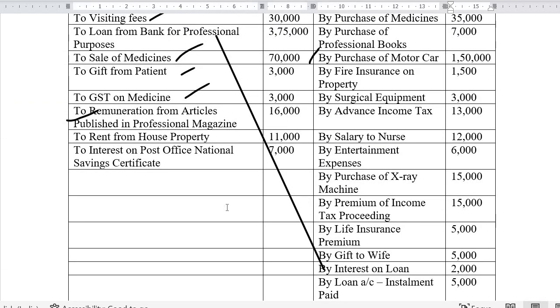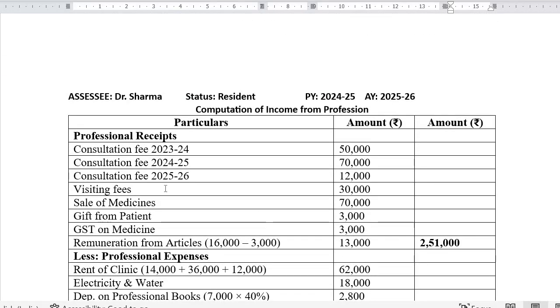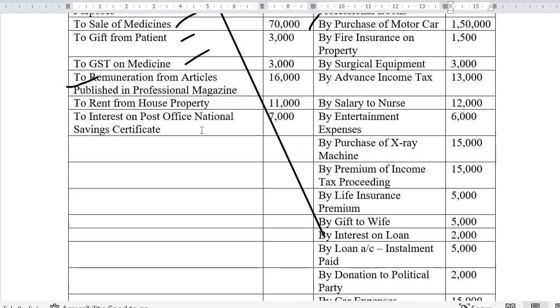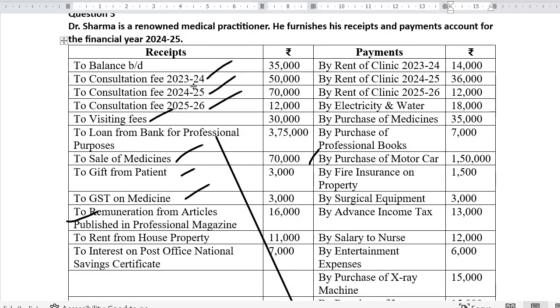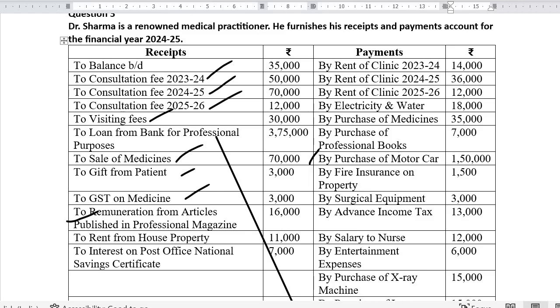Remuneration from articles that we already discussed. We have to deduct that 3,000. So, it is 13,000. Rent from house property is not a professional receipt. Interest on post office savings is not a professional receipt. I hope all the receipts which I have ticked on this side and this side, we already discussed and I showed you the professional receipts.